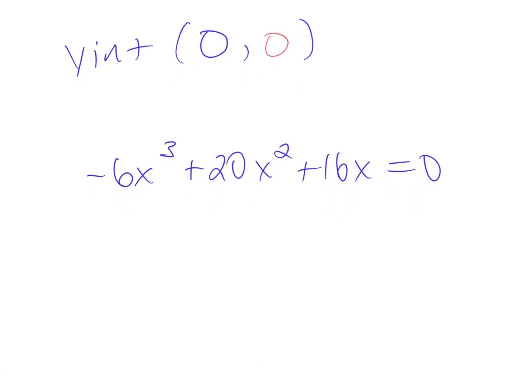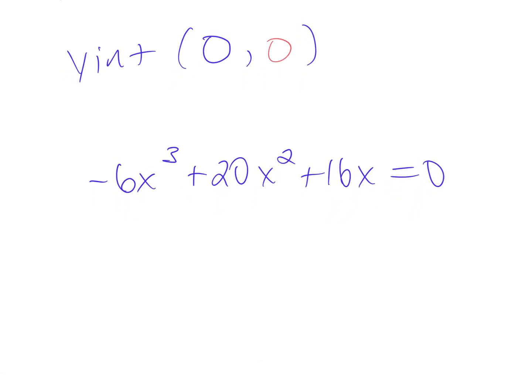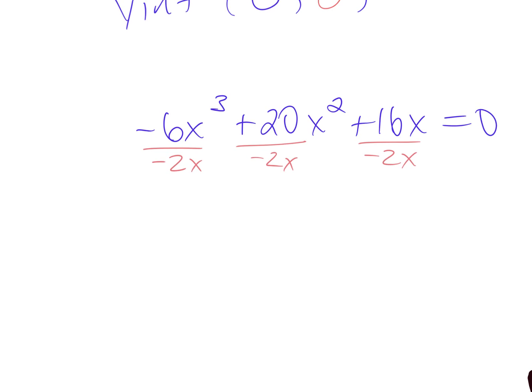So is there a number and or a letter that goes into all three of these terms? 2 and an x. Good. So I'm going to take out a negative 2x from everything because we don't like to lead with a negative. We don't factor with leading negatives. So when I do this, negative 6 divided by negative 2 gives me 3x squared. 20 divided by negative 2x is going to give me minus 10x. And 16 divided by negative 2 is going to give me minus 8. Everybody with me? Yes? Okay.